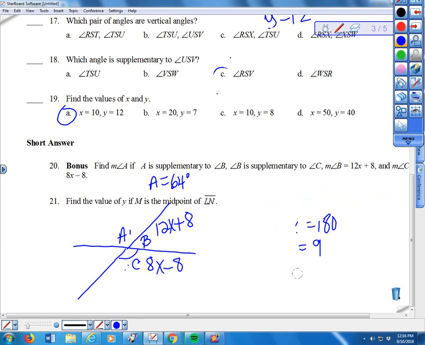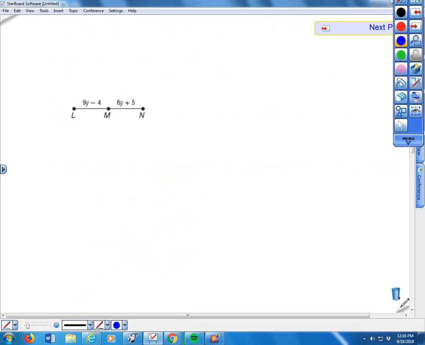Find the value of y if M is the midpoint of LN. Well, if M is the midpoint, what do we know about LM and MN? They're congruent. Yep. So all I have to do is set these two equal to each other and solve for y.